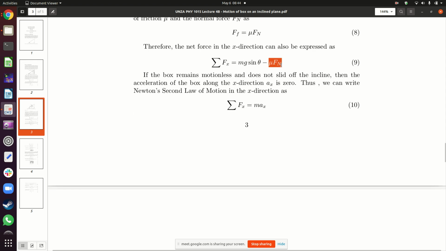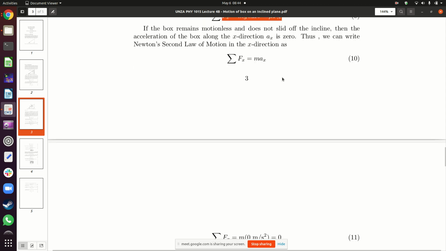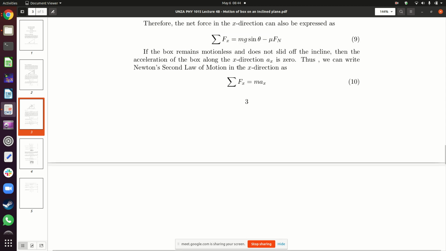Now that we have the resultant force, which is this one, equation number 9, we can also apply Newton's second law of motion along the x direction. So along the x direction, we have the resultant force, then the mass of the box, and the acceleration. There are two things, as we have said, which can happen along the x direction. Either the box can remain motionless, it decides not to move. When the box remains motionless, it means that the acceleration is equal to 0, or the box can slide down the incline and move faster. In that case, the acceleration is not equal to 0.